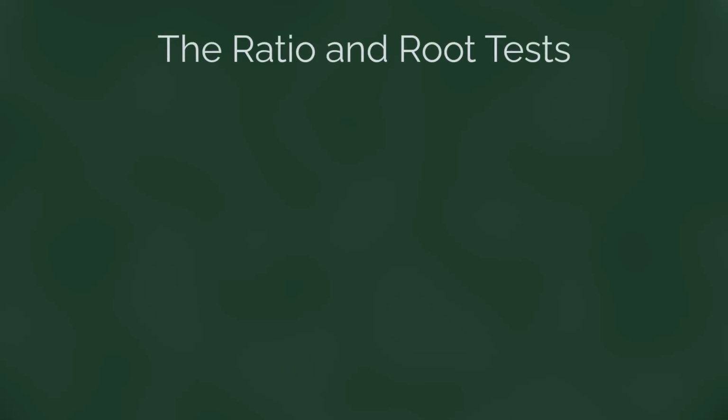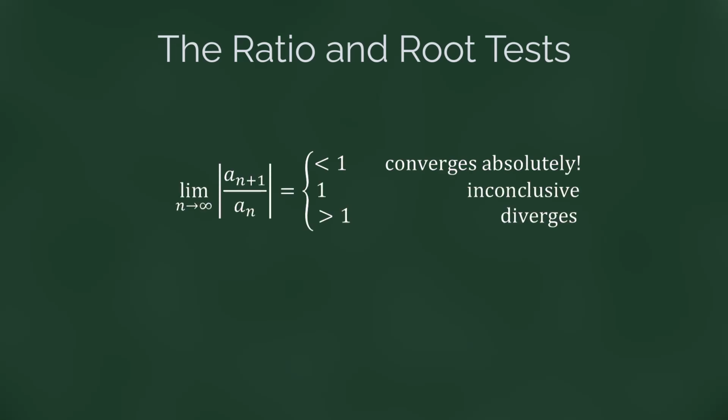Let's take a second to remind ourselves what the ratio and root tests tell us before we try a few examples. The ratio test tells us that if we take the limit as n goes to infinity of the absolute value of the n plus first term divided by the nth term, and that limit is less than 1, then we have absolute convergence. If the limit equals 1, the test is inconclusive, but if it's greater than 1, we know for sure that our series diverges.